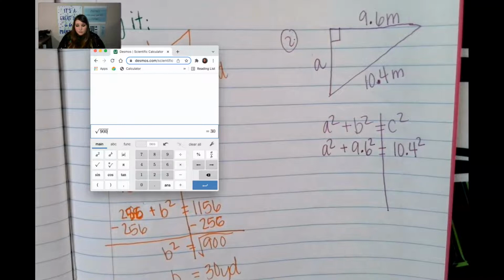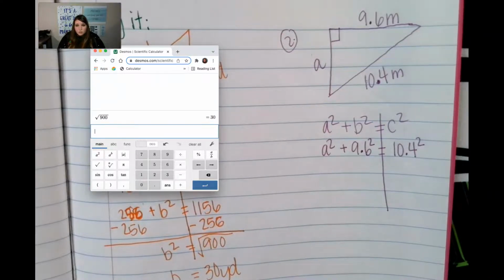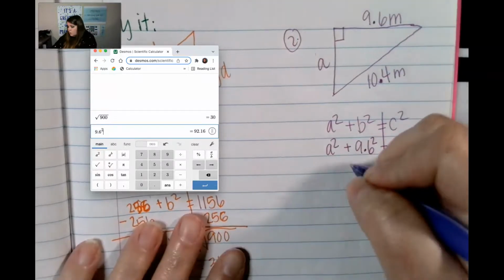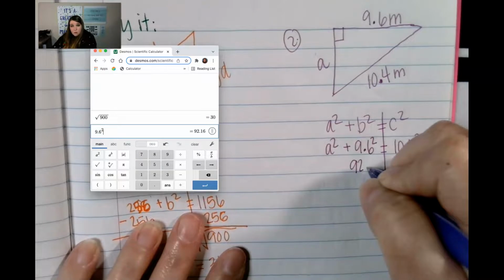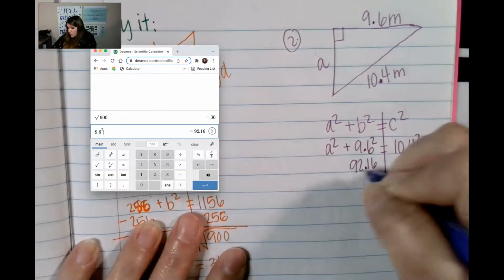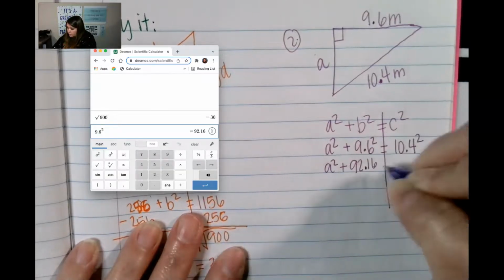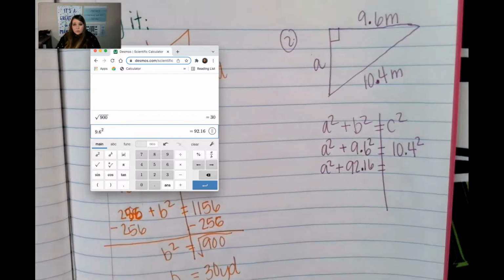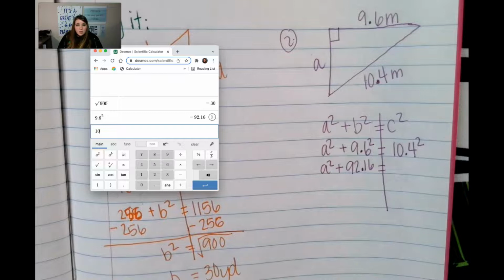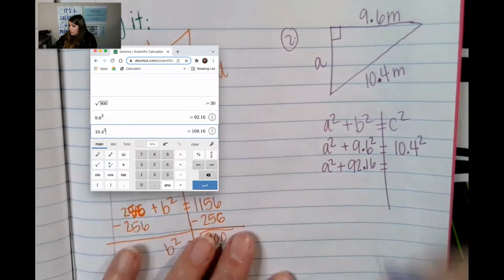All right, so let's go ahead and enter that one. So 9.6, and we're going to square it, and we get 92.16. And then let's go ahead and square that one. So we have 10.4, and I want to square it. That gives me 108.16.